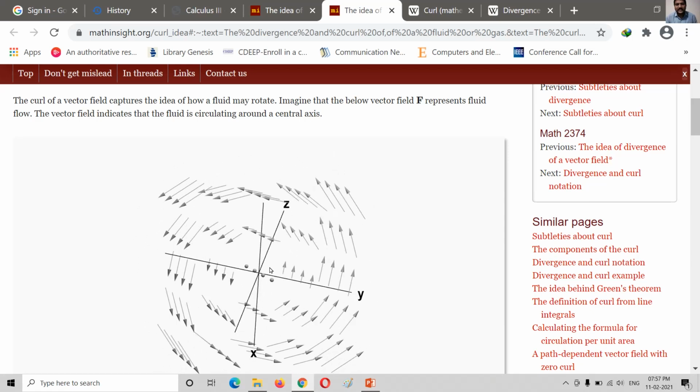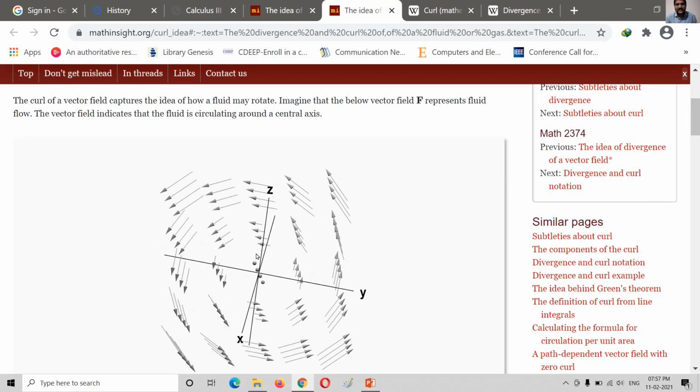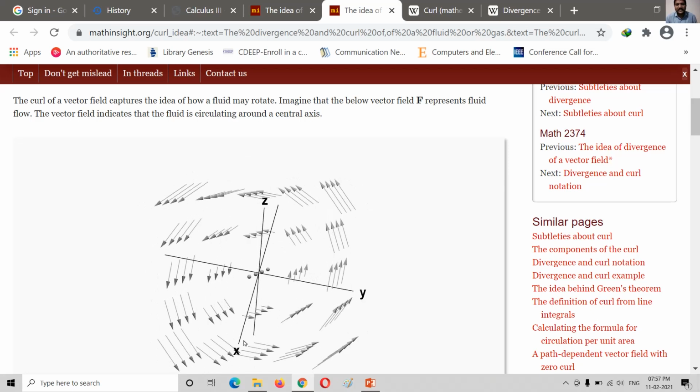Now this is what our xyz axis looks like. This is my x, this is my y, and this is your z. So this turbulence, this whirlpool, this circular motion, is nothing but the concept of the curl. Now we can say that here it is being mentioned the curl of a vector is nothing but how the fluid may rotate towards its axis.